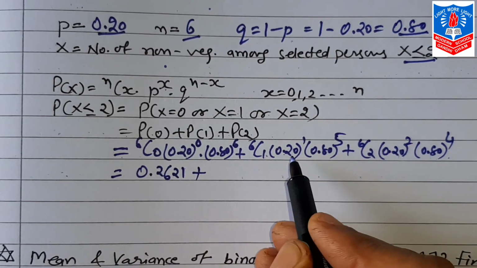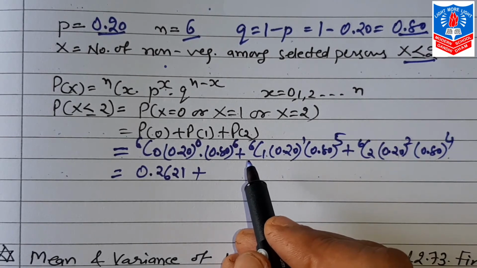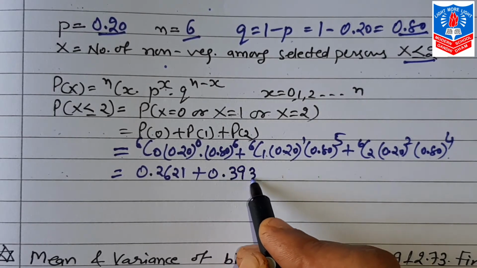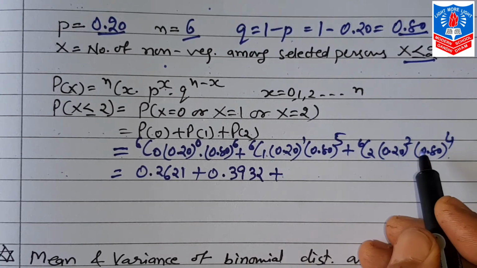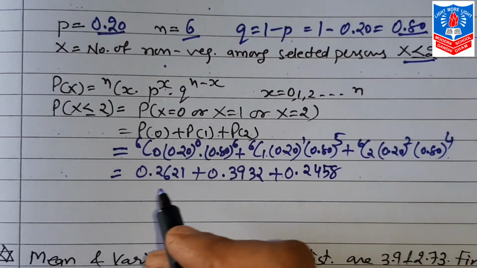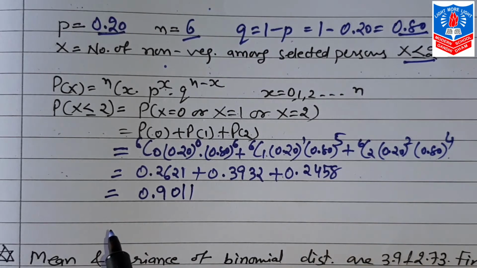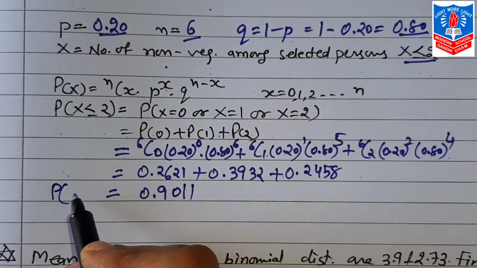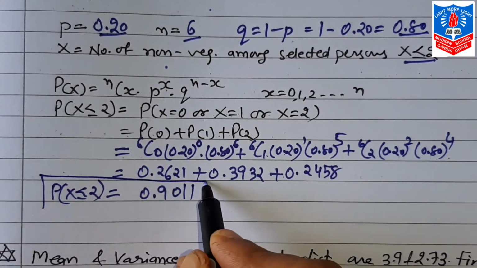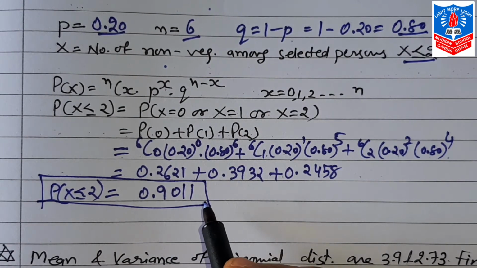Here I am writing that value directly, that comes 0.2621, plus 6C1 0.20 into 0.80 raised to 5. Again I am writing this value directly, that is 0.3932, plus this, when you solve we get 0.2458. Now when you add this, finally we get 0.9011. So here, at the most 2 persons out of 6 persons, the value will be 0.9011.